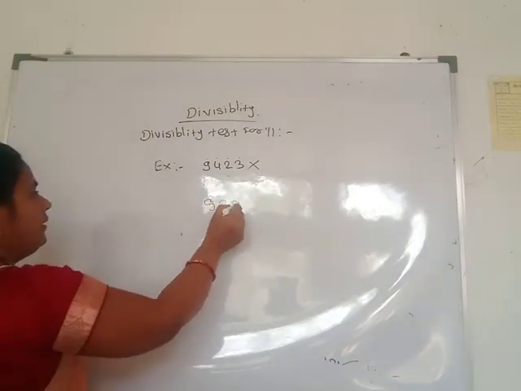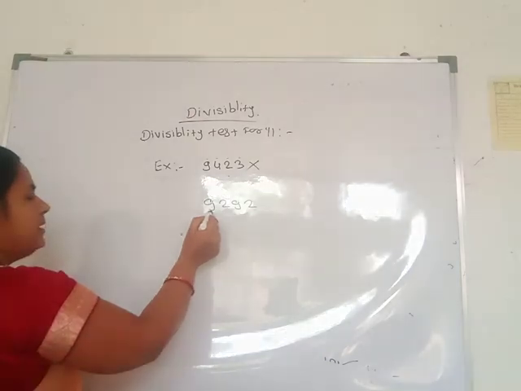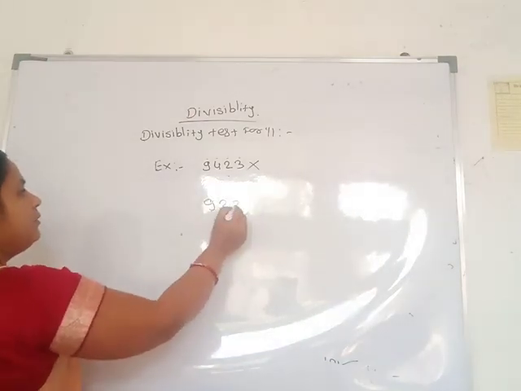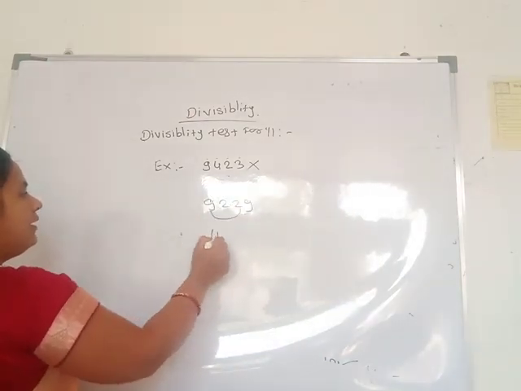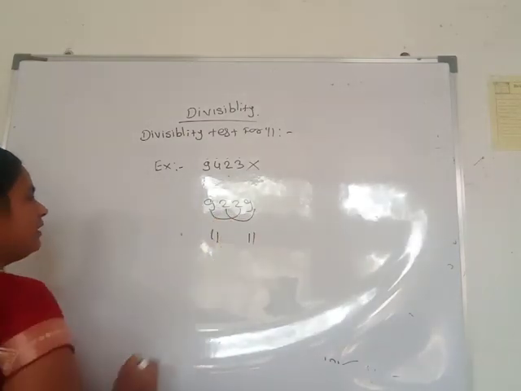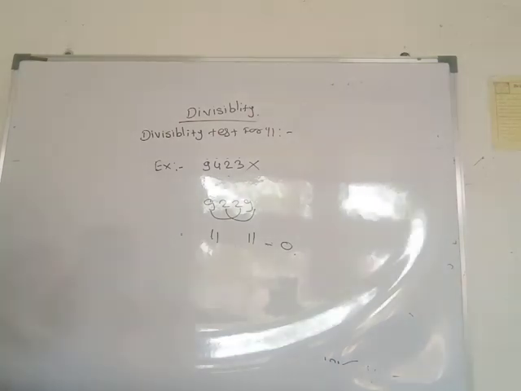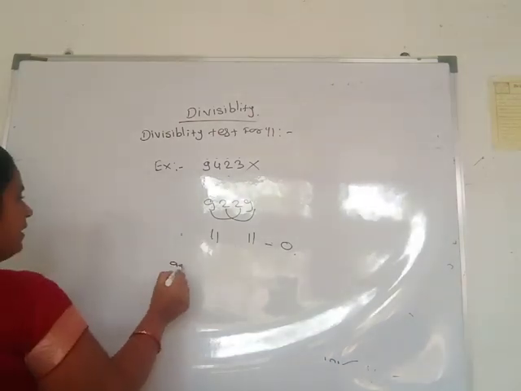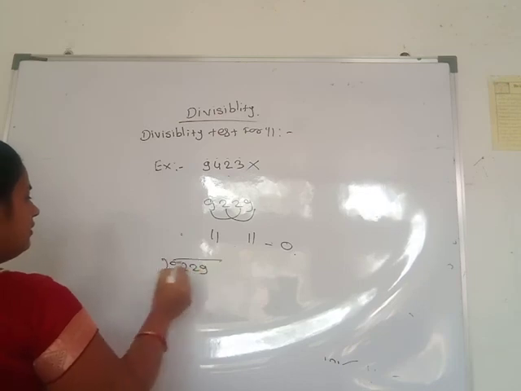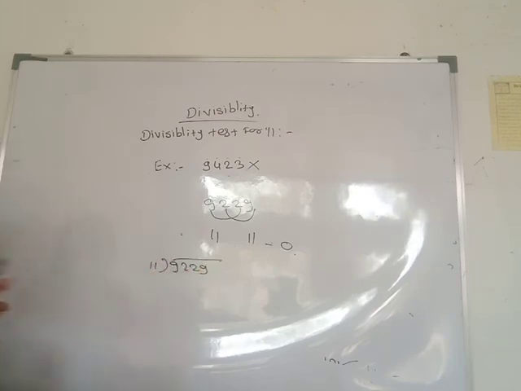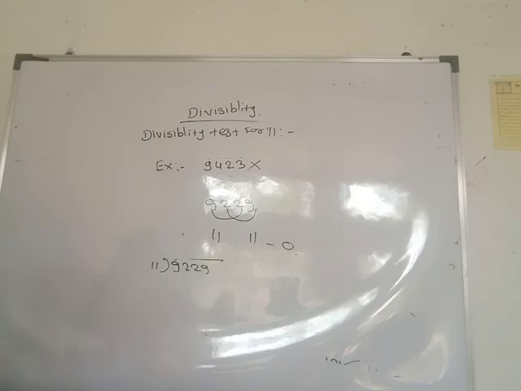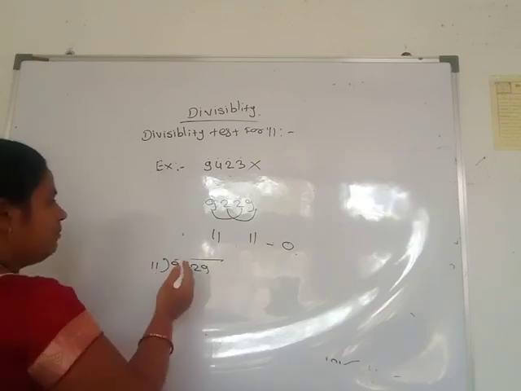9292. See, 9 plus 9, and 2 plus 2. 9 plus 2, 11, and 2 plus 9, also 11. 11 minus 11, this difference is 0. Then this number is divisible by 11. You see here, this number is divisible by 11.